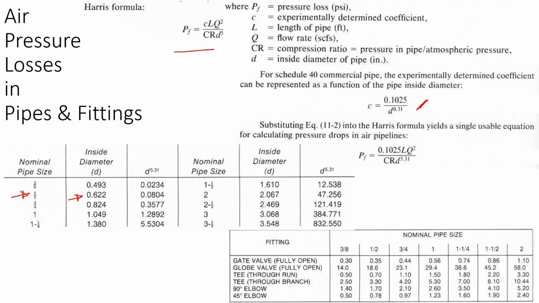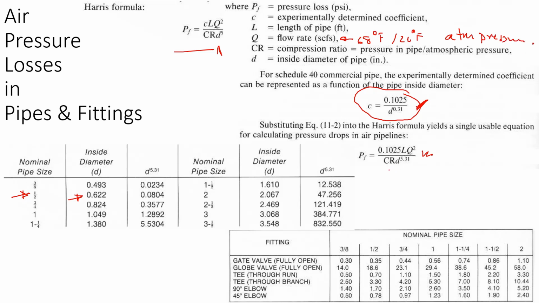So let's quickly explain this equation. C is a constant that comes from here, that is also associated with diameter. So if you convert that equation, just replacing C, you get this. Now, Q, which is the flow rate, is in standard cubic feet per second. Standard means 68 degrees Fahrenheit or 20 degrees Celsius, and 0 psi gauge or atmospheric pressure, simply ATM pressure.